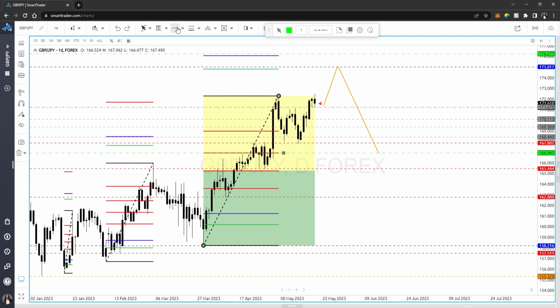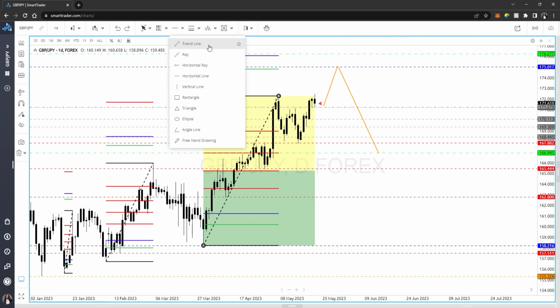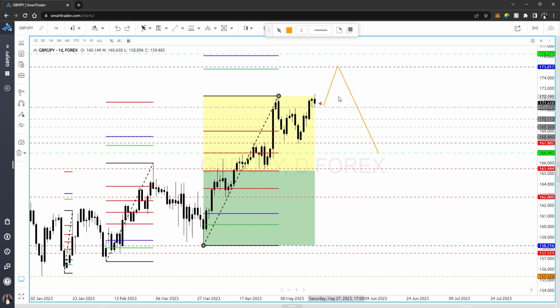Or I could see price playing from where it's at and dropping from where it's at and coming back for a retracement. And let me move this over.